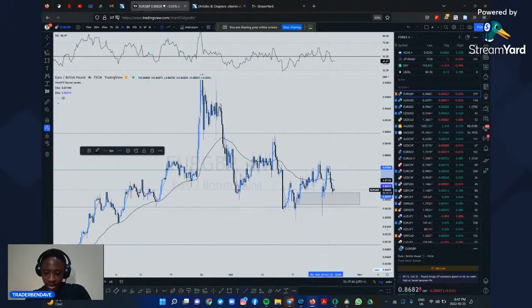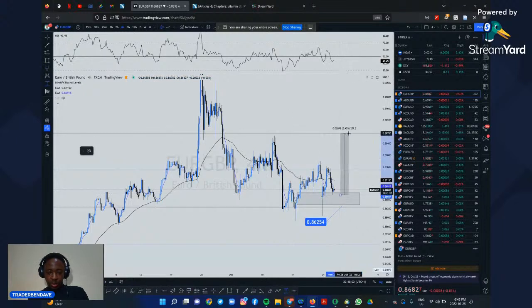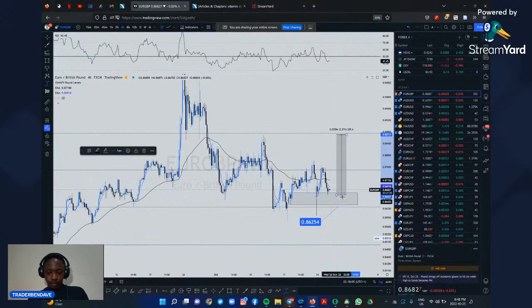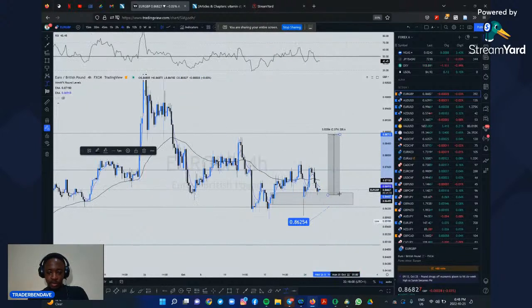So if price does not break 0.86200, this level here, if price does not break below this level by New York session tomorrow, this would be a good buying opportunity here. So this zone here, 0.86250, we could be looking at a push to the upside from here. So first, we need to target this level here because this is a very strong resistance zone currently.